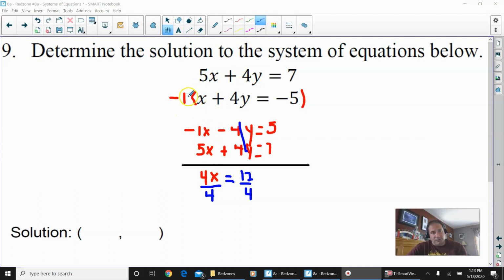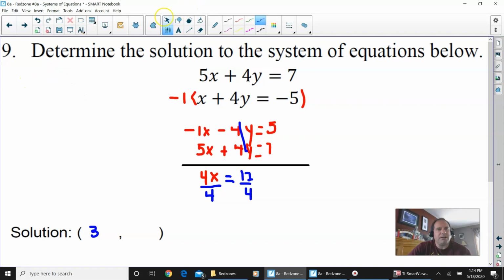Since I did negative 1 times x, I got negative x. Negative 1 times 4 is negative 4, and negative 1 times negative 5 is positive 5. Since I did that, I cancel out the y's. And then I have negative 1x, and I copy down this equation again right below it so that I could see exactly what's going on. I get 4x, negative 1x plus 5x is 4x, and then I get 5 plus 7 is 12. Divide by 4, you get x equals 3.